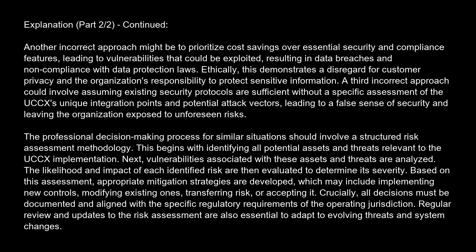The professional decision-making process for similar situations should involve a structured risk assessment methodology. This begins with identifying all potential assets and threats relevant to the UCCX implementation. Next, vulnerabilities associated with these assets and threats are analyzed. The likelihood and impact of each identified risk are then evaluated to determine its severity. Based on this assessment, appropriate mitigation strategies are developed, which may include implementing new controls, modifying existing ones, transferring risk, or accepting it. Crucially, all decisions must be documented and aligned with the specific regulatory requirements of the operating jurisdiction. Regular review and updates to the risk assessment are also essential to adapt to evolving threats and system changes.